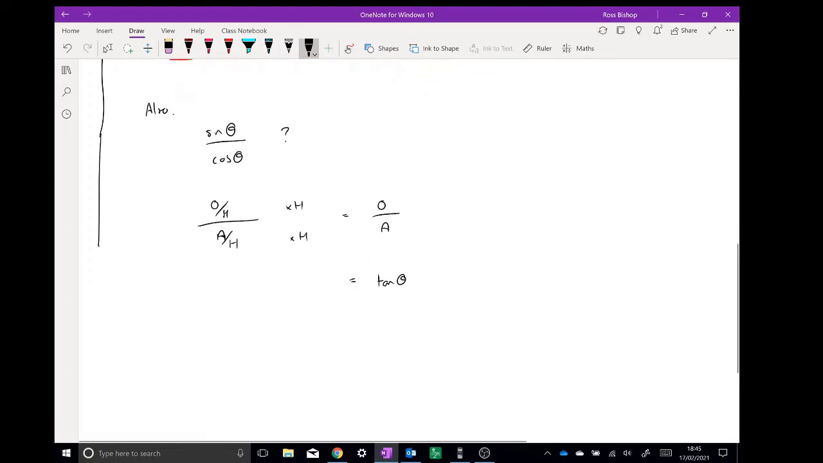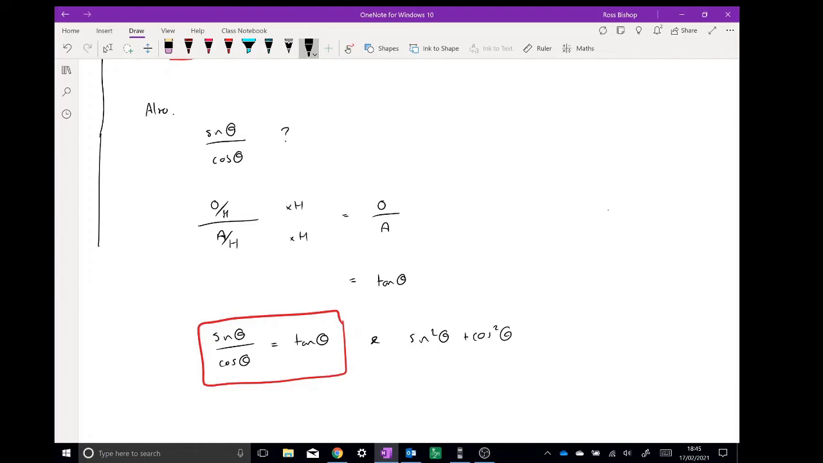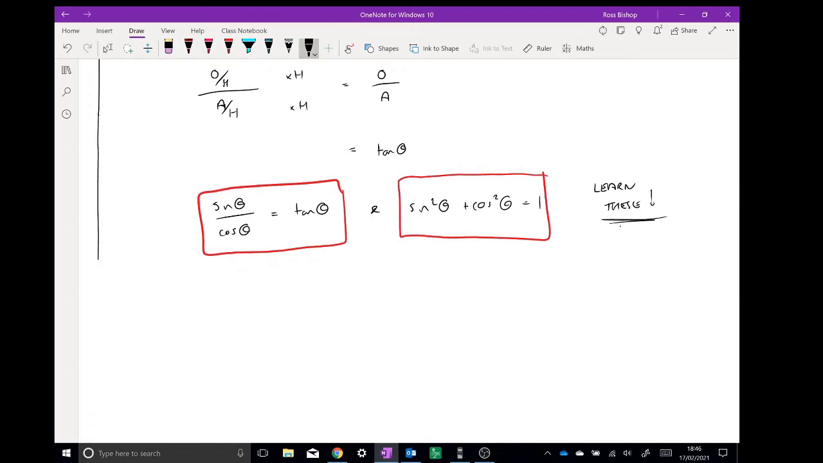And that brings us to our second identity. So sine theta over cosine theta equals tan theta. That is identity number 2. And I'll just put the other one next to it. Sine squared theta plus cosine squared theta equals 1. These are the two you need to know. Okay, you need to learn and remember these. So learn those two identities there.